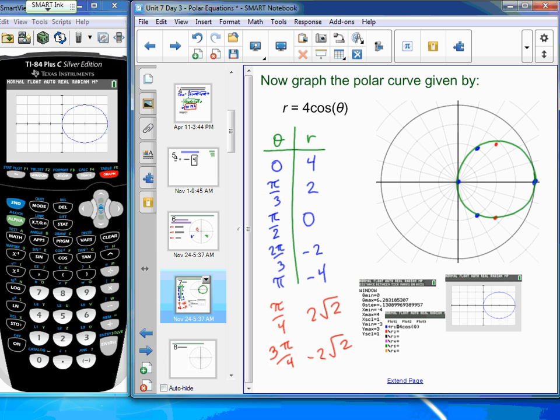And then I could change my window to square if I wanted to make that circle look more circular and less like an ellipse. But I did this window here. So does anybody notice anything about my equation and the circle's physical characteristics? Well, my equation in polar form was r equals 4 cosine theta, and clearly we generate a circle.